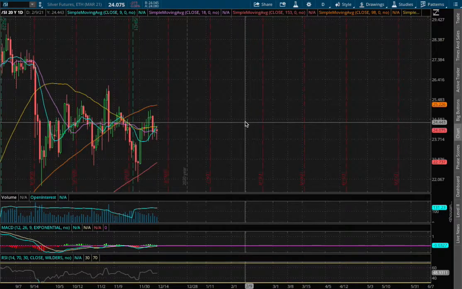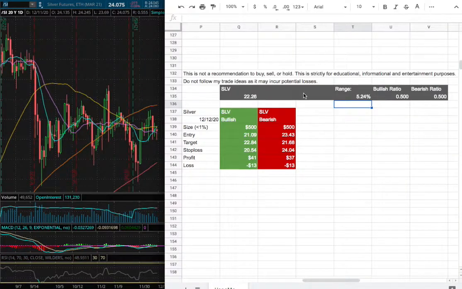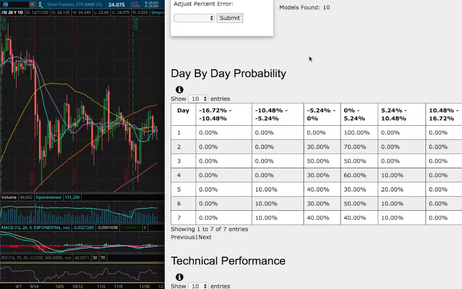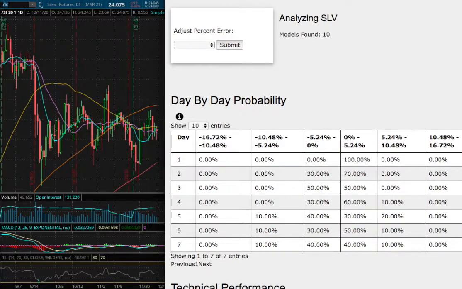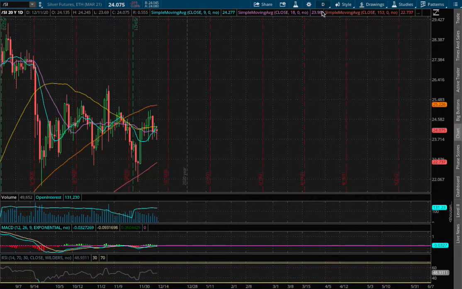Hello viewers, we'll be going over silver futures. In this video, we'll be going over my trade idea of the week and the day-by-day probability model. So let's start off with the technical analysis on the 1 hour chart.